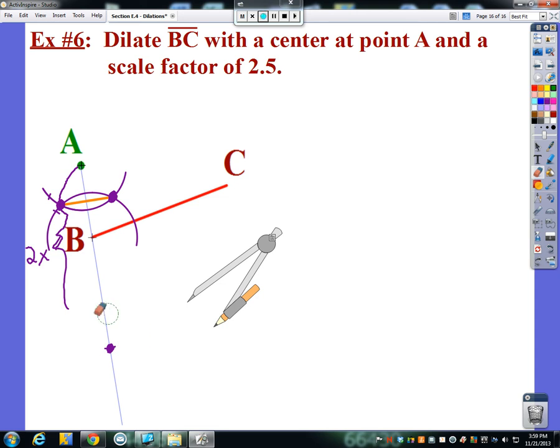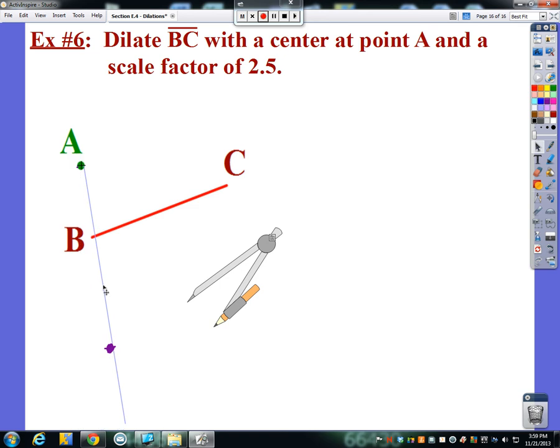So we don't need that. That was our 2 times, so we're done with that. We can erase all of our other stuff we got going on here. We can get rid of this guy. We don't need you anymore. And we now don't need this line anymore.